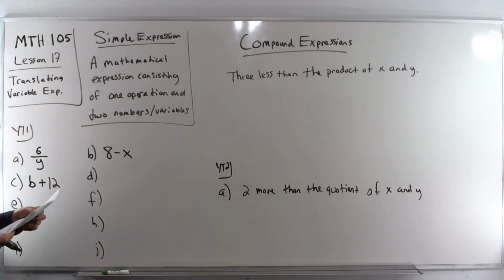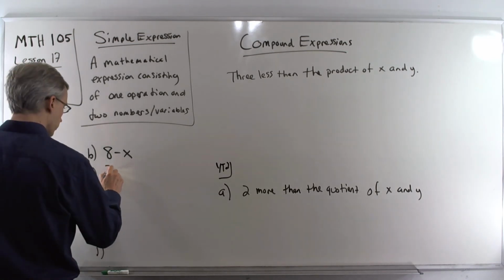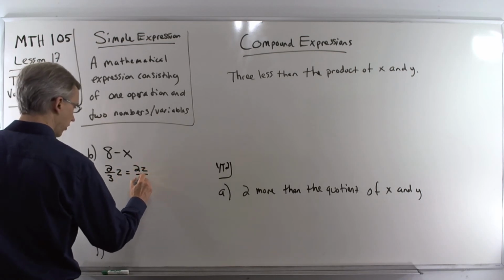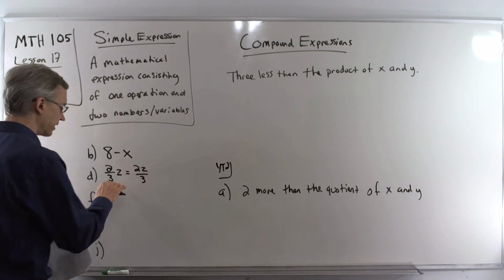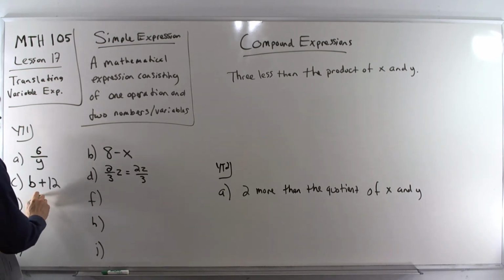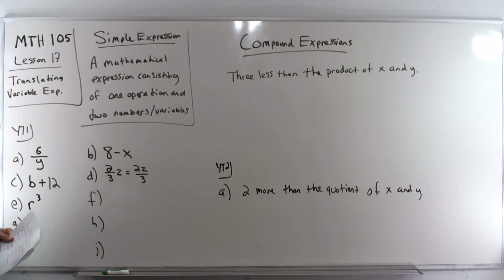D, 2/3 of z. A fraction of something is multiplication. So we'll do 2/3 times z. And another way of writing that is 2z over 3. Just don't put z in the denominator. That's something different. E, the cube of r. Cube is to the 3rd power. So that is r to the 3rd power.